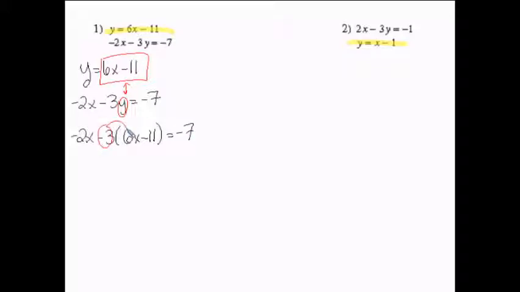In order to do that, I'm going to take this -3 and distribute it in. Don't forget the negative has to come with. So I get -2x. -3 times 6 is -18x. -3 times -11 is +33. And that equals -7. -2 and -18 is -20. Now I need to get rid of the +33, so I subtract it from both sides.